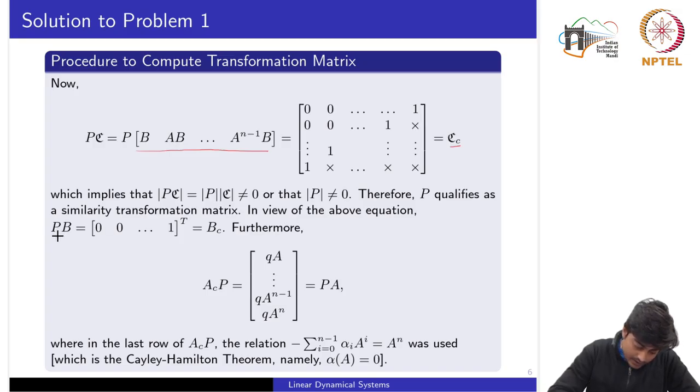If we pay attention to the multiplication of the P and B matrix, we will obtain this, which is nothing but B_C, and the multiplication of A_C into P would result in P A. If you want to go into a bit more detail of the proof of this equation, you need to use some concepts resulting from the Cayley-Hamilton theorem, and the application of that would result in A_C being nothing but P A P inverse.